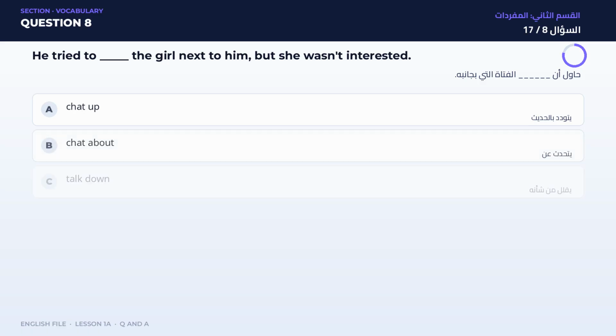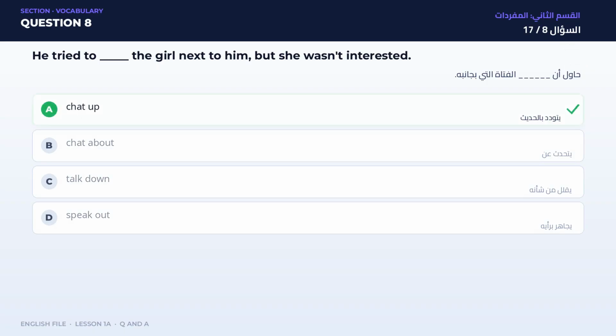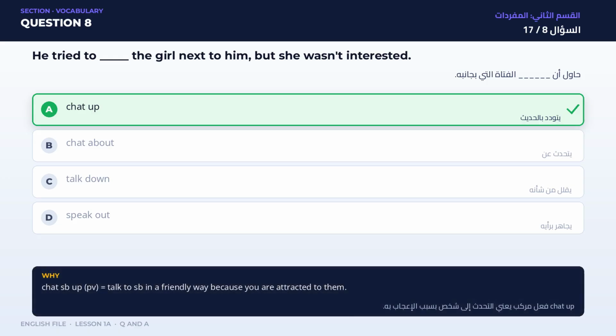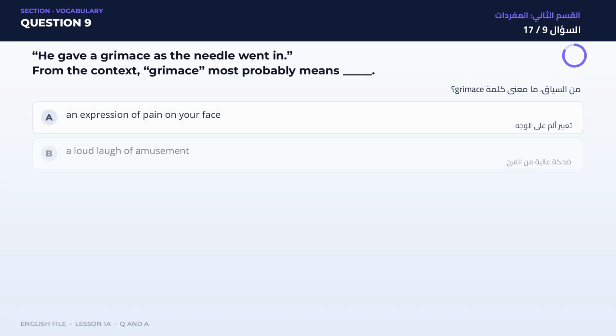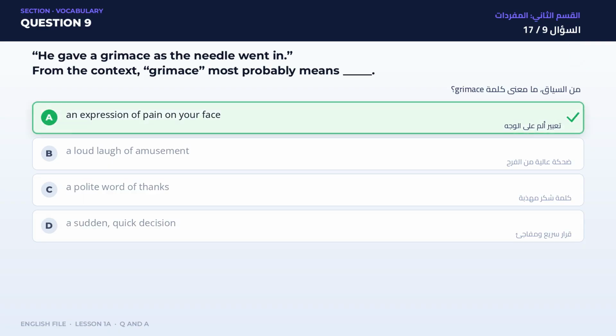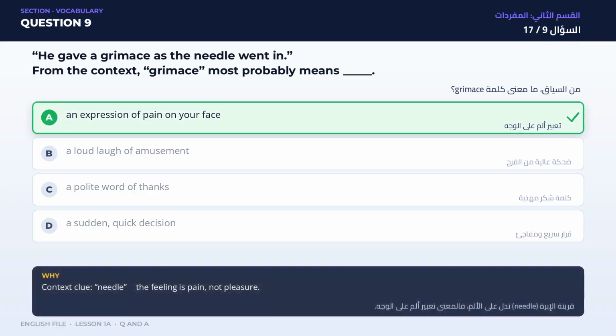Question 8. He tried to blank the girl next to him. A. Chat up. It is a phrasal verb to talk to someone because you are attracted to them. Question 9. Context in action. He gave a grimace as the needle went in. A. An expression of pain on your face. The clue is the needle. That is not a happy face.